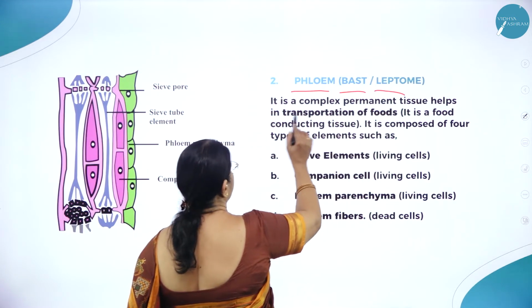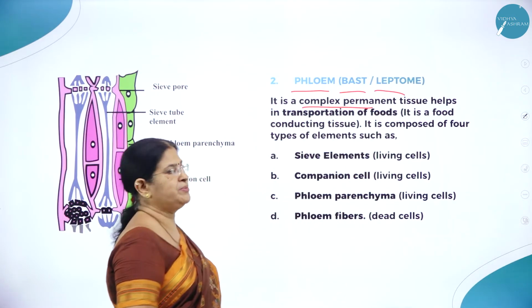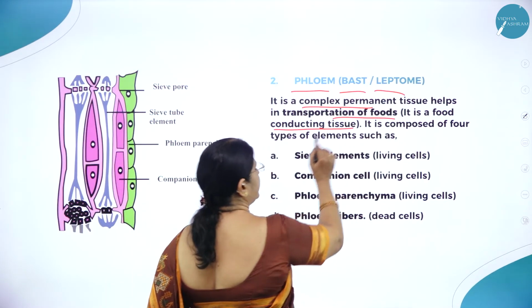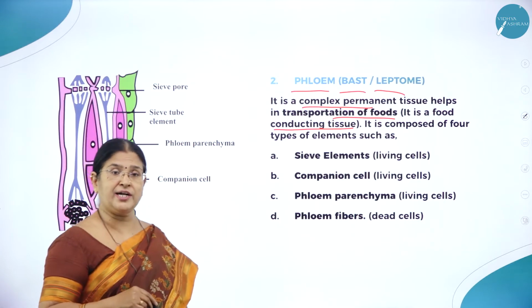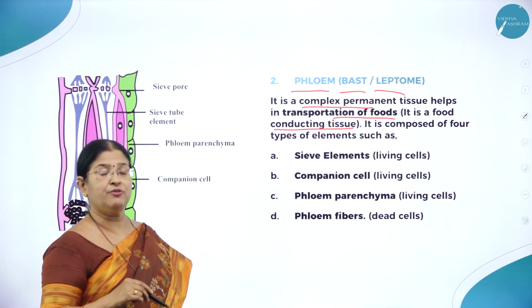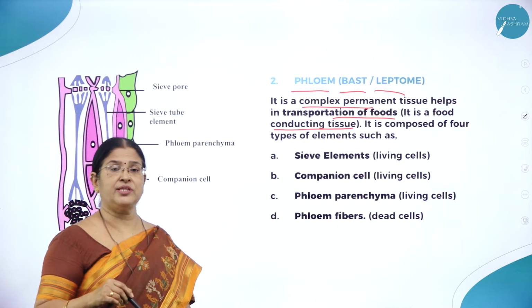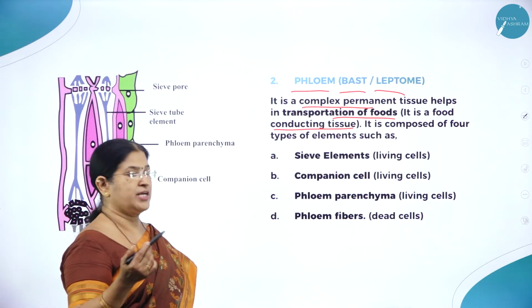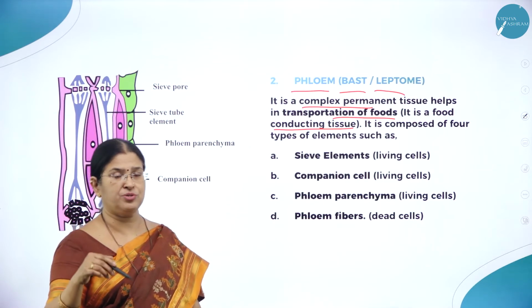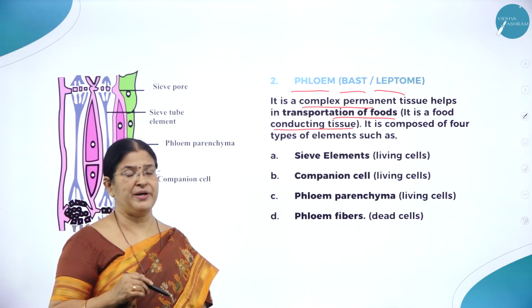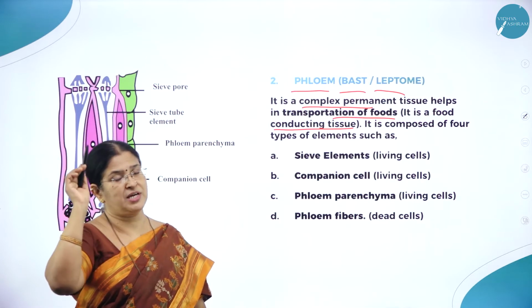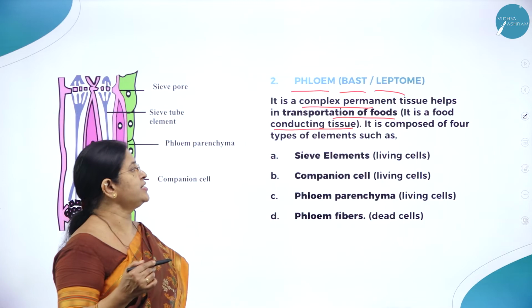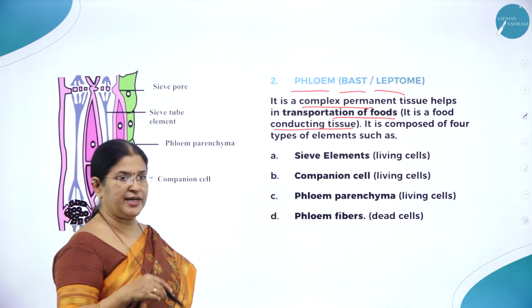So you can see in this beautiful picture, it is a complex permanent tissue which helps in transportation of food. It is a food conducting tissue. Xylem is a water conducting tissue, whereas phloem is a food conducting tissue. As we all know that xylem or wood conducts water from downwards to upwards, whereas phloem conducts food from upwards to downwards. Why? Where is the food prepared? It is prepared in the leaves. So leaves are found in the topmost region of the plant body, shoot region. Hence it is called a food conducting tissue.